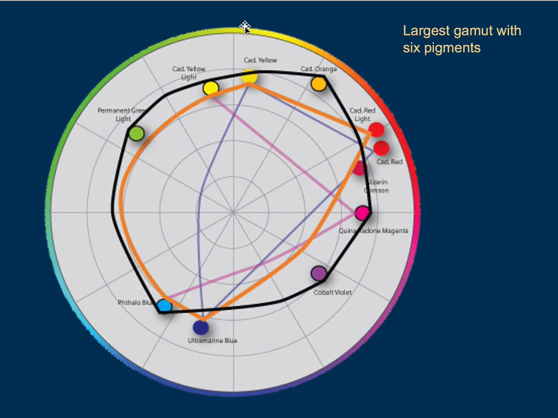You cannot mix two colors and get lighter and brighter. I mean, you can't get brighter, more saturated. It only goes this direction. So it makes sense that your colors are as close to the outside of the wheel as possible. It gives you the most range.